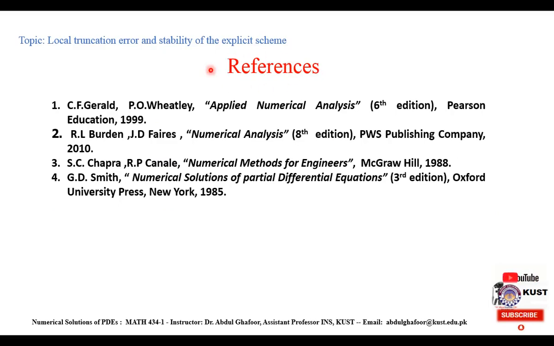These are the references. Students have the book of R.L. Burden and Faires in soft as well as hard form, also the book of G.D. Smith in hard and soft form. For local truncation error, you can see the topic in this book, and similarly for the matrix method for stability, you can see the books of Burden and Faires as well as G.D. Smith.